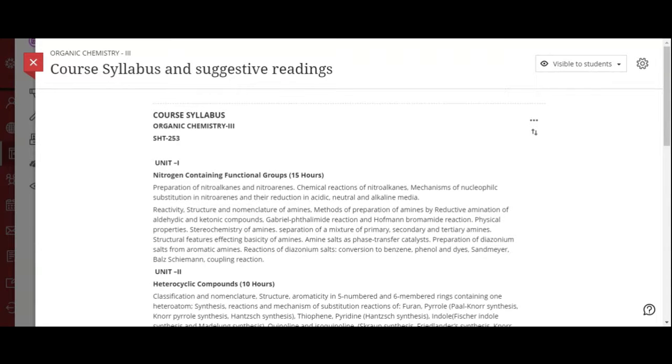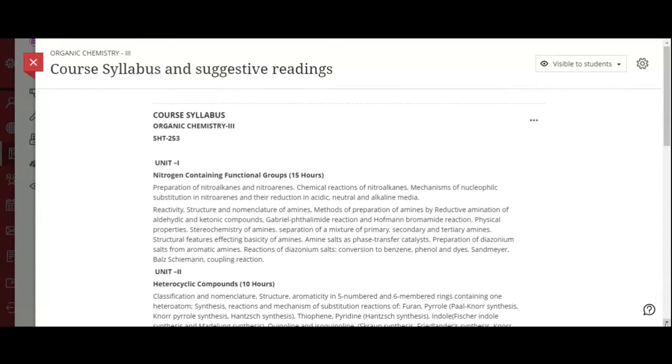Okay, and separation techniques of primary, secondary, and tertiary amines, structural features and basicity of amines, and how amine salts act as phase transfer catalysts. This is a very important property of amines, that they act as phase transfer catalysts. So we will also study about PTC, and preparation of diazonium salts from aromatic amines and reactions of those diazonium salts, like conversion to benzene, phenols and dyes, Sandmeyer reaction, Schiemann reaction, coupling reaction and these.